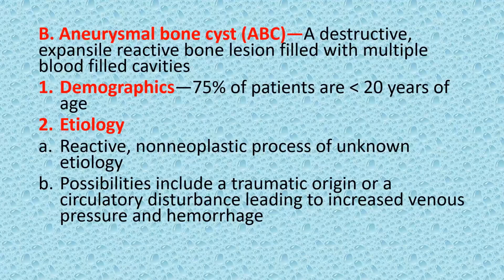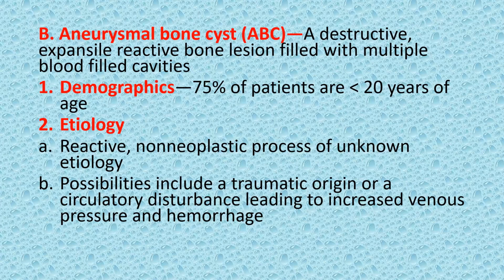So you have a destructive, expansive, reactive bone lesion filled with multiple blood-filled cavities. I repeat, multiple blood-filled cavities, which indicate why they don't get the leaflet sign or the falling leaf sign. Why? Because they have loculations. It cannot pass to the base of the lesion. 75% are younger than 20 years of age.